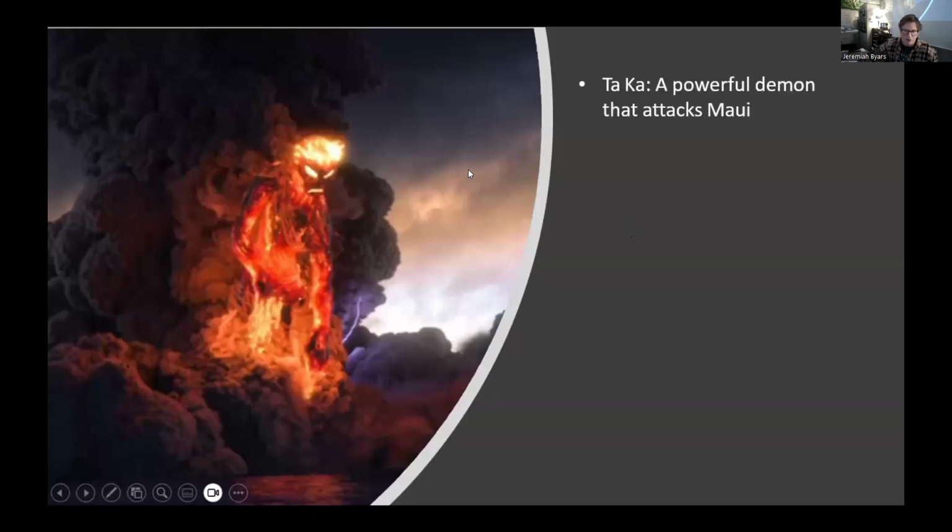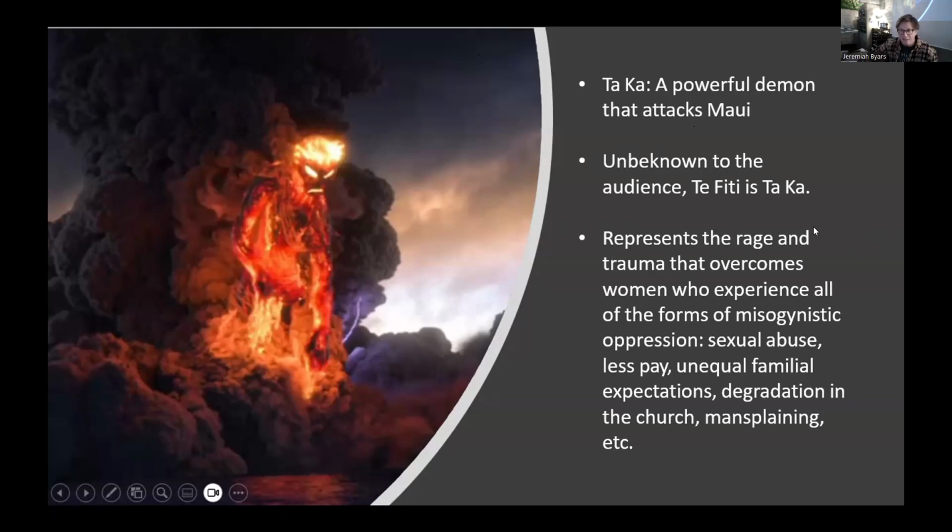So then we get introduced to Te Ka, who is characterized as a powerful demon. But unbeknownst to all of us, spoiler, we've all seen the movie, Te Ka is Te Fiti. Te Fiti is Te Ka. Te Ka represents the rage and trauma that overcomes women who experience all the forms of misogynistic oppression: sexual abuse, less pay, unequal family expectations, degradation in the church, mansplaining, everything. Te Ka is female rage.